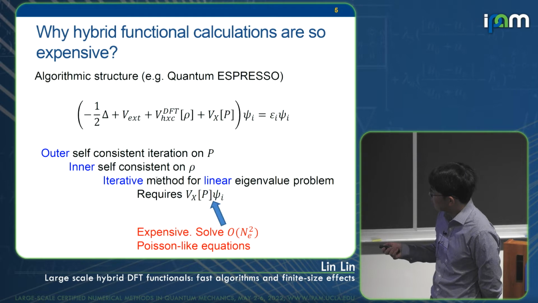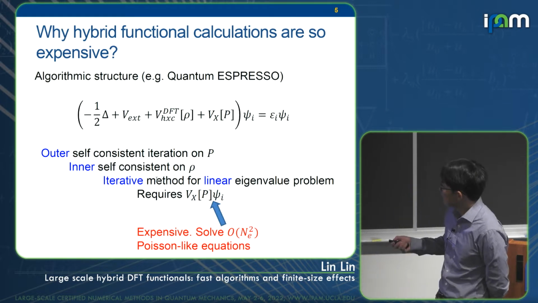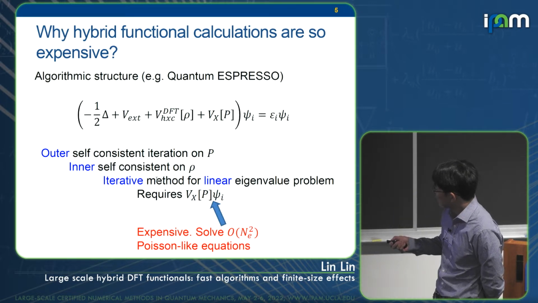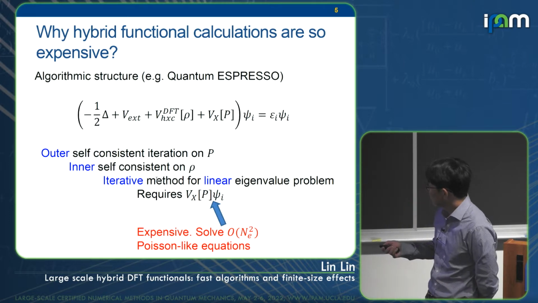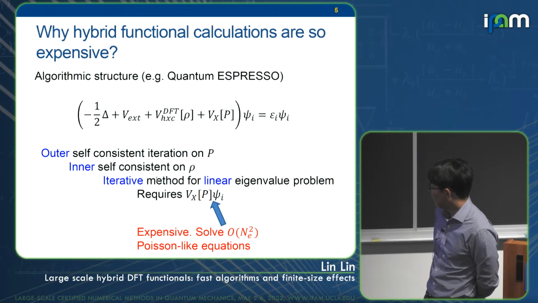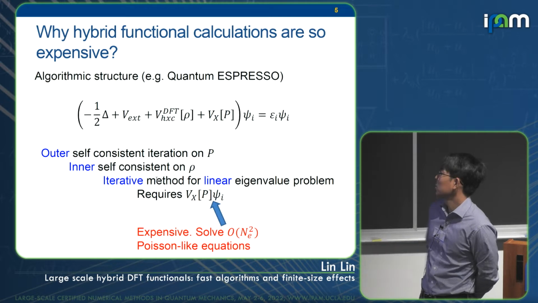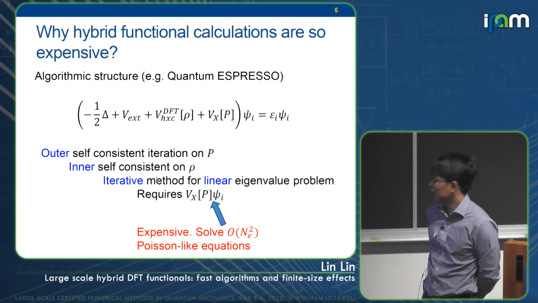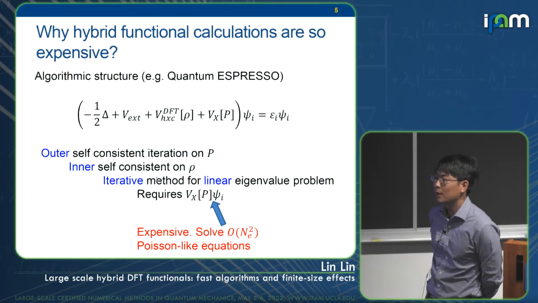And in the inner iteration, you do a self-consistent iteration on the charge density to reduce some of the charge sloshing phenomena. And inside the iteration, this self-consistent loop on rho, you use an iterative method, your favorite eigenvalue solver or some other approach, to solve a linear eigenvalue problem. And in this innermost loop, at every iteration, you need to apply this exchange operator to all the occupied orbitals, and each of this set of applications requires solving NE square Poisson-like equations.